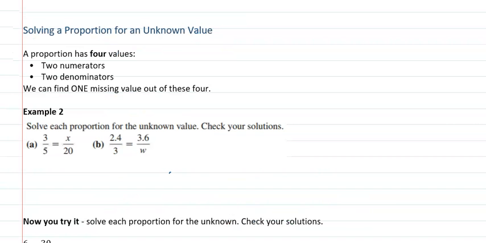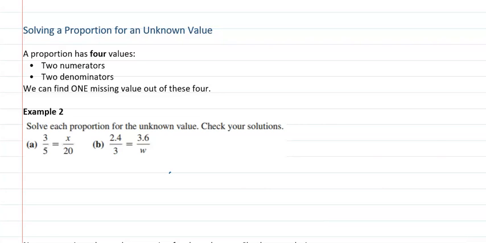So next we're going to do something that's done in algebra all the time, which is solving a proportion for an unknown value. So a proportion has 4 values, 2 numerators, 2 denominators. We can find one missing value out of these 4, which is what we're going to do now. So if you take a look at this first one, we've got 3/5 equals x over 20. So we want to know what x is.